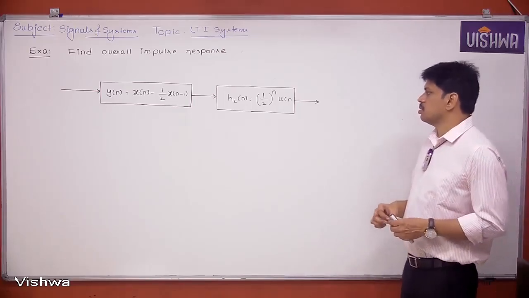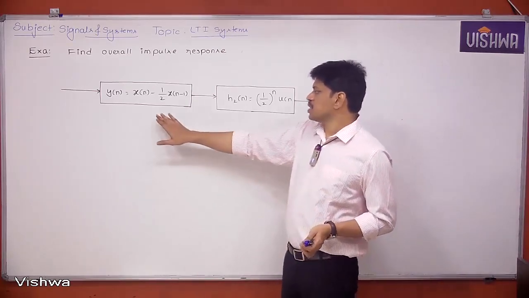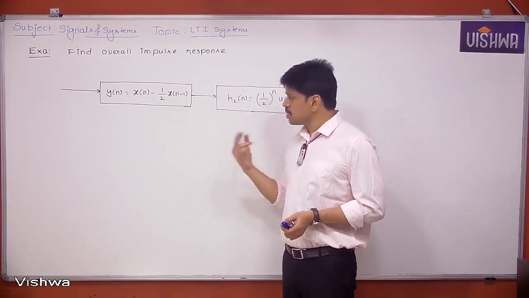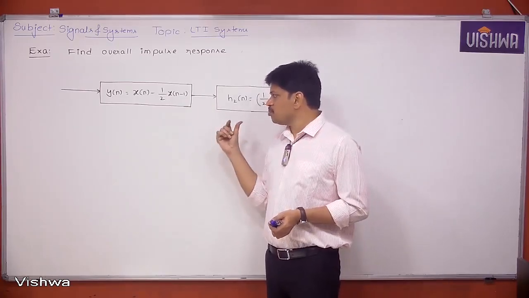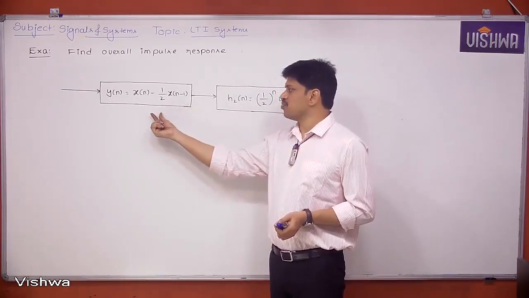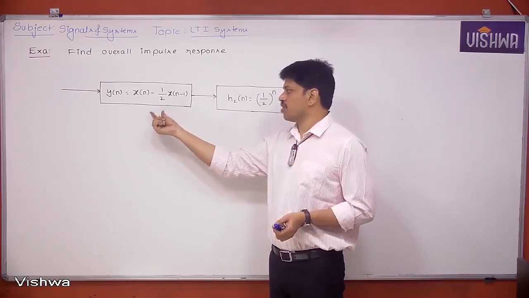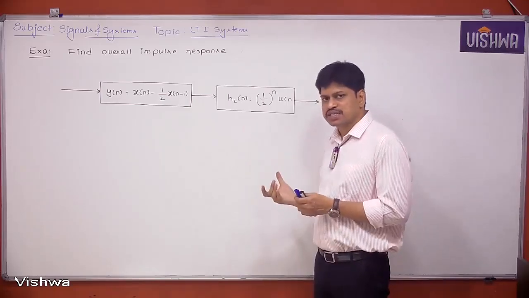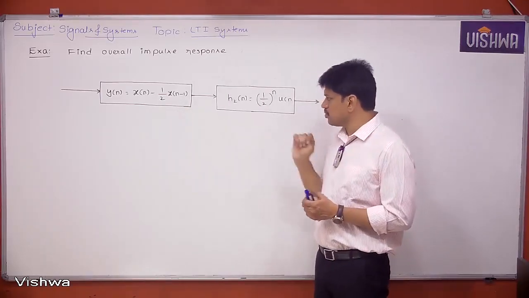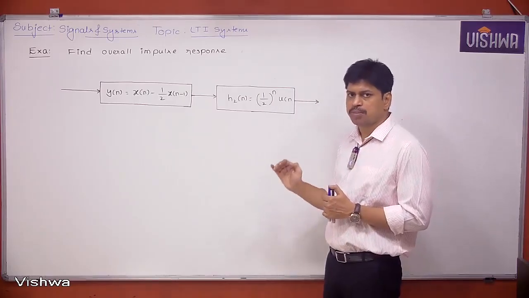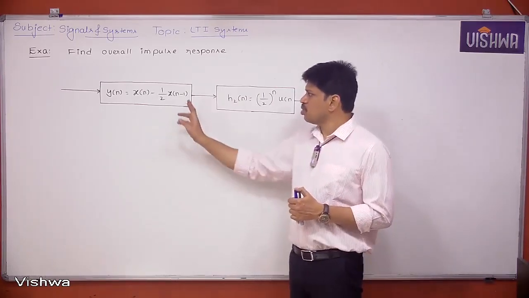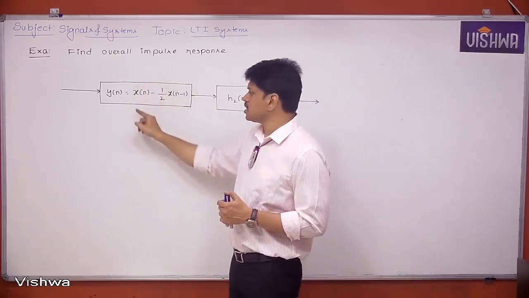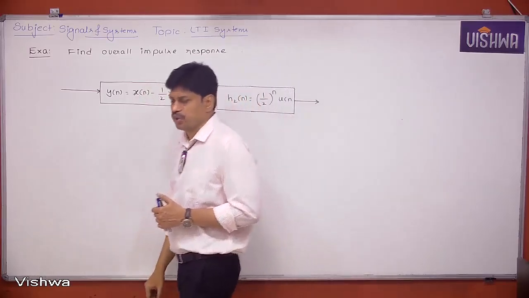Okay, try to understand. This is one system and this is another system. Two systems are cascaded. So if two systems are cascaded, then what is the overall impulse response? If I know the impulse response of this system is, let's say, h1 of n, and here we know h2 of n, then if they are cascaded, the overall impulse response is h1 of n convolution with h2 of n. Now, I don't know the impulse response of this system. I know the impulse response here. So I am trying to find out the impulse response of this system. How can we do that?